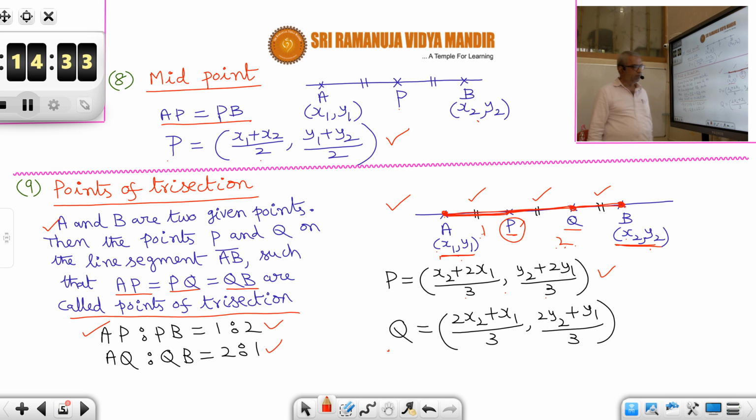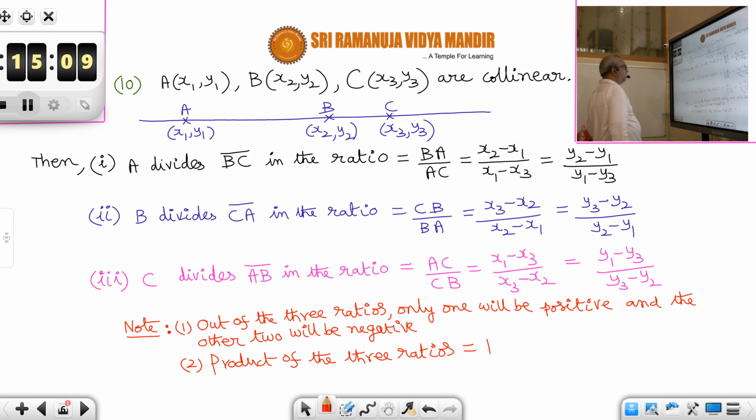Similarly, you can find the other point of trisection Q by using the ratio 2 is to 1. So 2 is to 1 means 2 here, 1 there, so 2 into x2 plus 1 into x1 by 2 plus 1, 3. Similarly, 2 into y2 plus 1 into y1 by 2 plus 1, 3. So these are the formulas for points of trisection. Points of trisection divide the line segment AB in the ratio 1:2 and 2:1. Okay, let us see the next point.